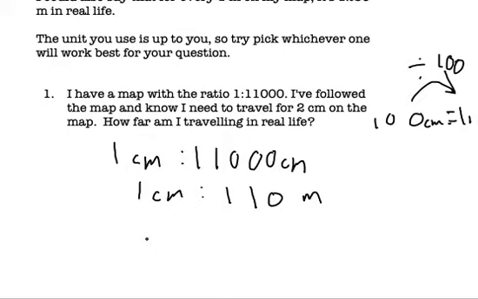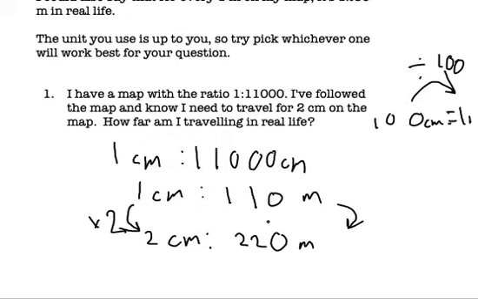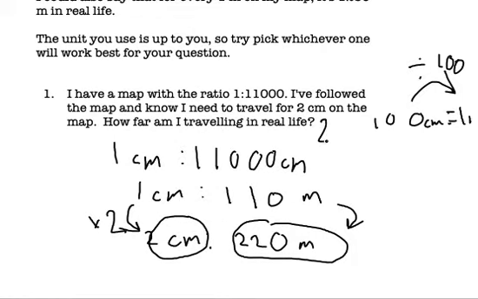So a way I can work this out is I now have this as a 2. And I think, how do I get from 1 to 2? I get there by timesing by 2. So I'm going to do the same to the other side. Okay, 110 times 2 is 220. So I have 220 meters. So this is how far I'm going to be going for every 2 centimeters on my map. Okay, I'm going 220 meters in real life. So that's how you read a scale.